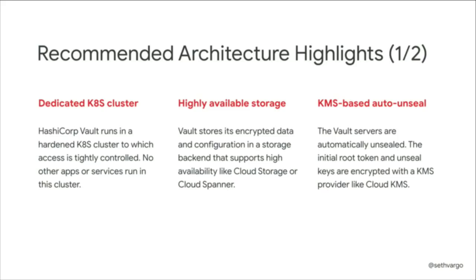Additionally, you're going to want to use a KMS-based auto-unsealer. Or if you're running on-prem Kubernetes, you can use an HSM-based auto-unsealer as well. This used to be an enterprise feature. This used to be a paid feature. It's now open source in Vault 1.0. You can use the open source version of Vault to do auto-unsealing via KMS. What this means is when a new server comes online, it can join the cluster by using keys that have been encrypted with a KMS provider like Google Cloud KMS or Amazon KMS.